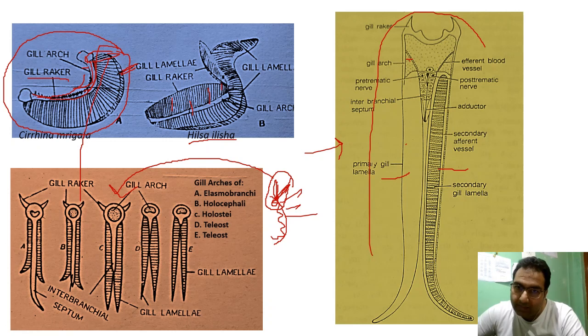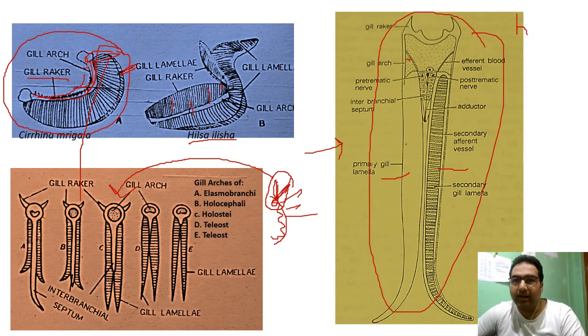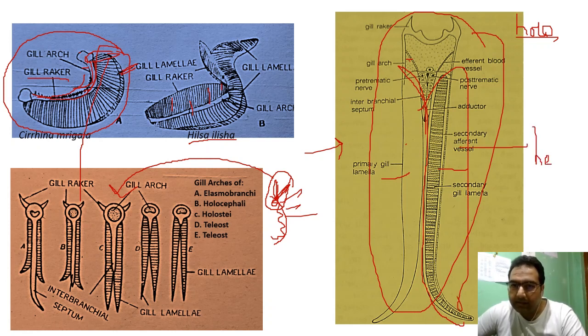As a whole, this is called the holobranch. And when I study only half, for example, this one only, this becomes the hemibranch. So the whole gill is called the holobranch, and half of the gill is called the hemibranch.